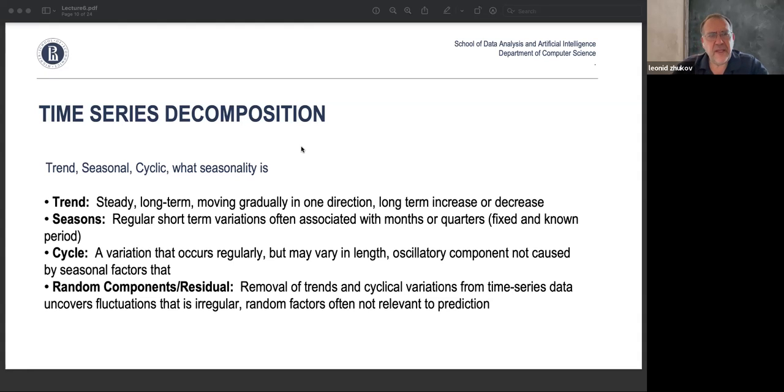And then you have some sort of random component, which is called residual. If we take the data and remove the trend, seasons, and cycle, that's what remains. Those fluctuations are often irregular, sort of random factors, and quite often not relevant for prediction, right? And you cannot actually even predict that.